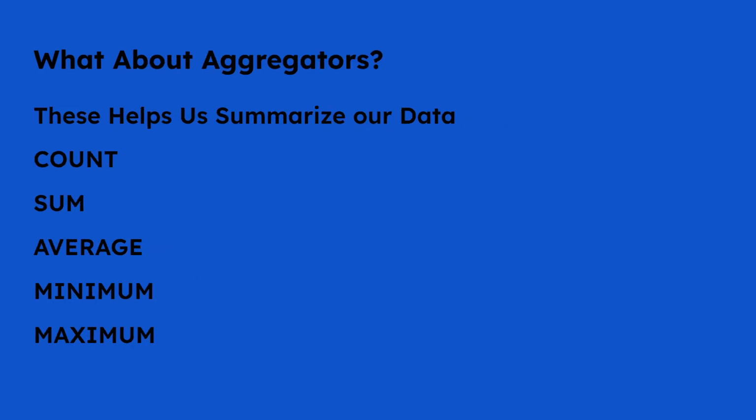For aggregators, we have the count, sum, average, mean, and maximum. So they help us summarize our data. And usually when you want to use them, you use an alias. An alias is AS, that's the way you represent it. AS is going to shorten down the name and give it a new column name so that your result comes out in an orderly and neat manner.